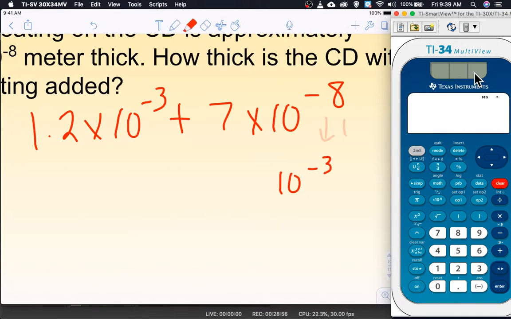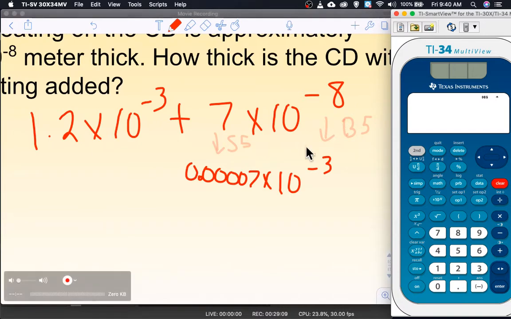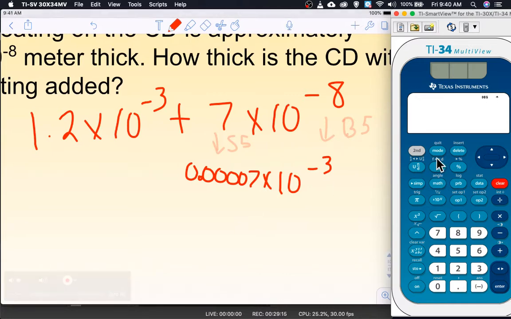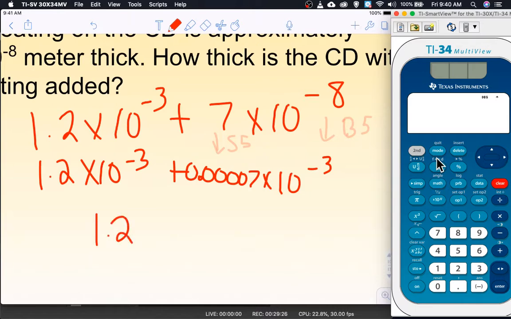He is getting bigger by 5. He gets smaller by 5. And 5 smaller is going to be 1, 2, 3, 4, 5. I'm counting decimal places, not zeros. 1, 2, 3, 4, 5 places I'd move the decimal. Plus 1.2 times 10 to the negative third. And then when I add that together, we get 1.2.